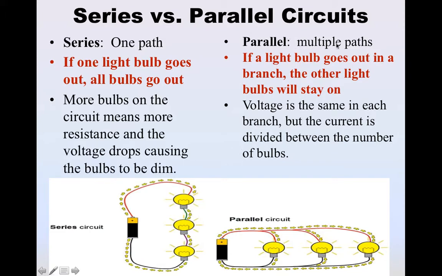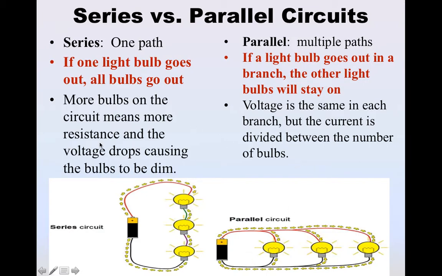Okay? A parallel circuit has multiple paths. If we look at this diagram down here, we can see multiple paths attached, where electricity can flow to that light bulb. Okay, I can find different pathways. So if one light bulb goes out, let's say this first one goes out, then the other two will still get enough electricity to allow electrons to flow through that path.